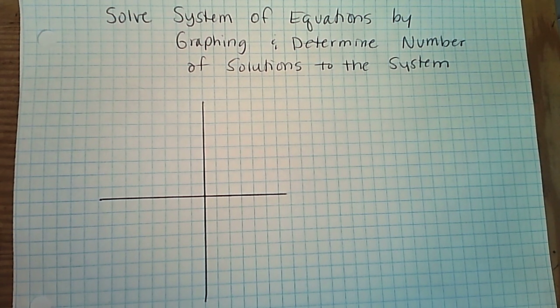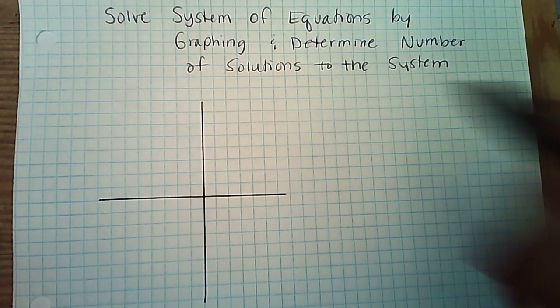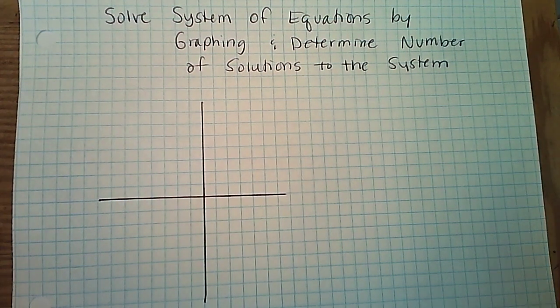Hello, today we're going to solve the system of equations by graphing and determine the number of solutions to the system. First, what is a system of equations? A system of equations just means that I have two equations. Could be three, usually it's two.